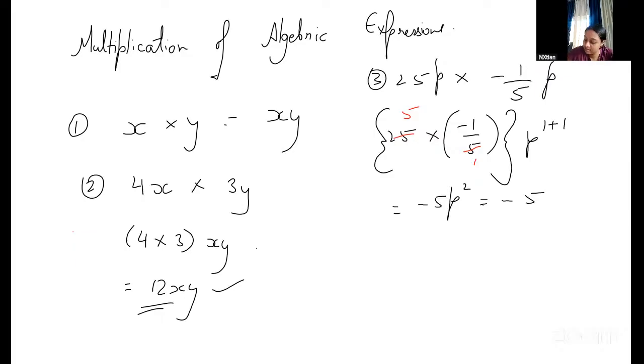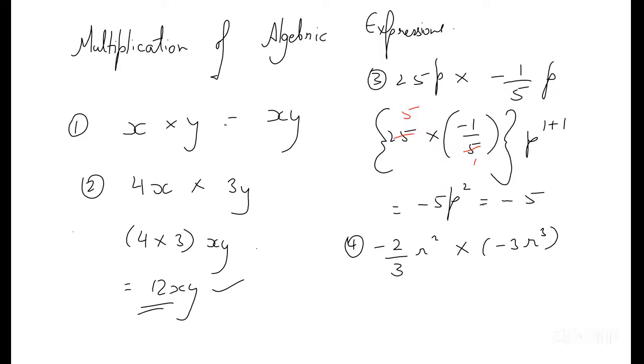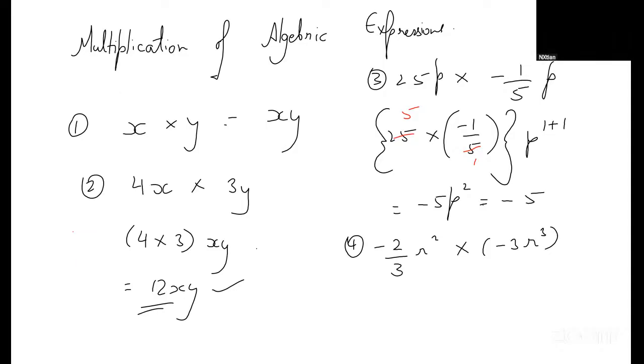Okay, check out another question example. Minus 2 by 3 r square multiplied with minus 3 r cube. What we will do is first take the numbers together and the variables together. So minus 2 by 3 multiplied by minus 3 in one bracket. Outside you will take r raised to the power 2 plus 3, because one r has the power of 2 and the second r has the power of 3.